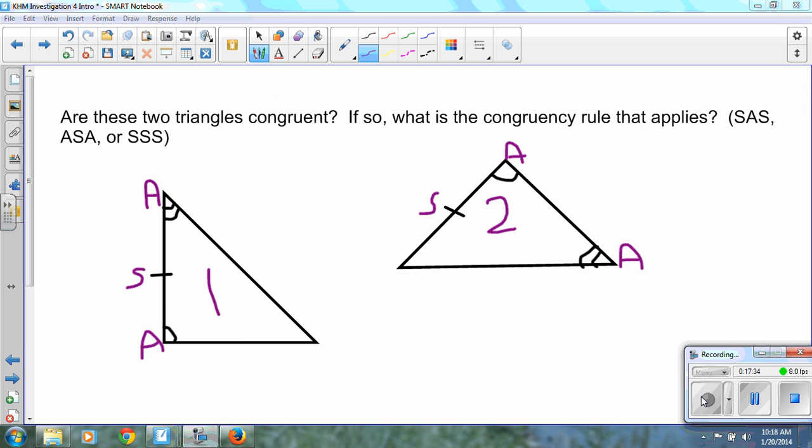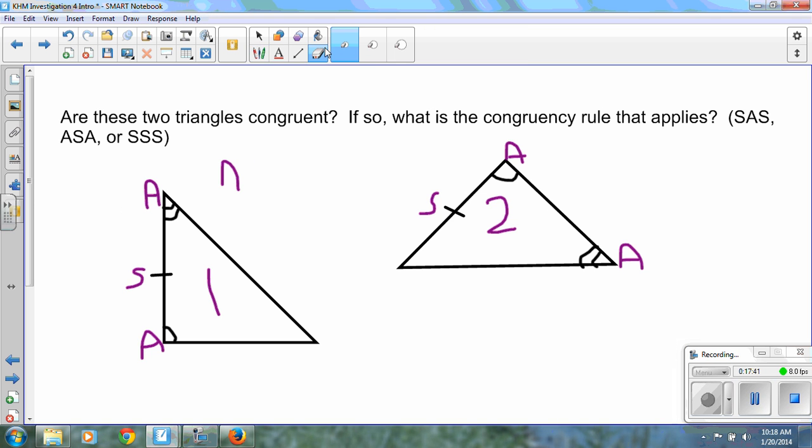They're not congruent. Remember the definition of ASA, I'm not going to write it down because they're not congruent. The definition of ASA is that that side has to be in common with both of the angles. So on triangle 1 it is in common, but if you look over here on triangle 2, the side is not in common with both of the angles. So this one is not congruent.